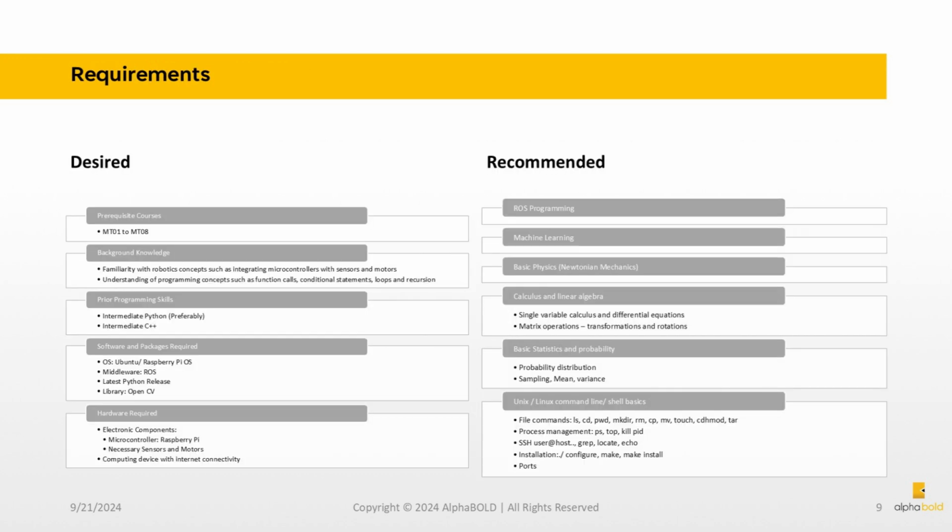The desired requirements include prerequisite courses, MT01 to MT08, familiarity with robotics concepts, and intermediate programming skills in Python and C++. Additionally, participants need specific software, such as Ubuntu/Raspberry Pi OS, ROS middleware, and OpenCV libraries, as well as hardware like Raspberry Pi, sensors, motors, and an internet-connected computing device. The recommended skills include ROS programming, machine learning, basic physics, calculus, and statistics, along with Unix/Linux command line knowledge for file handling, process management, and software installation. These requirements ensure a strong foundation for participants to engage effectively in the course.